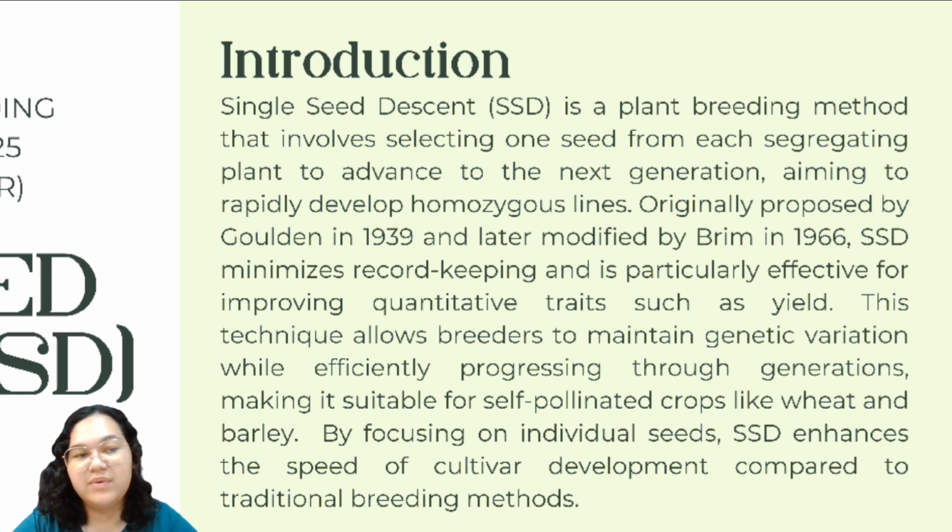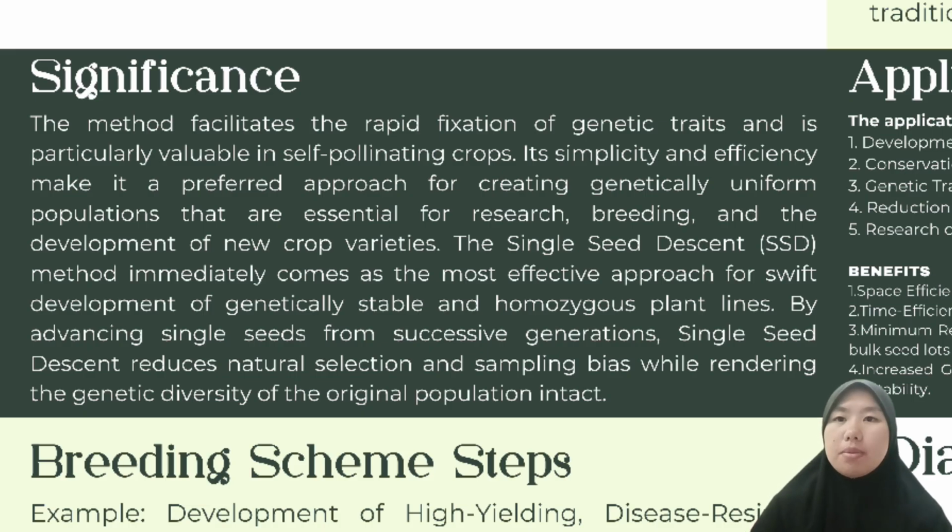This technique allows breeders to maintain genetic variation while effectively progressing through generations, making it sustainable for self-pollinated crops like wheat and barley. By focusing on individual seeds, SSD enhances the speed of cultivar development compared to the traditional breeding methods. Okay, now I want to tell about significance.